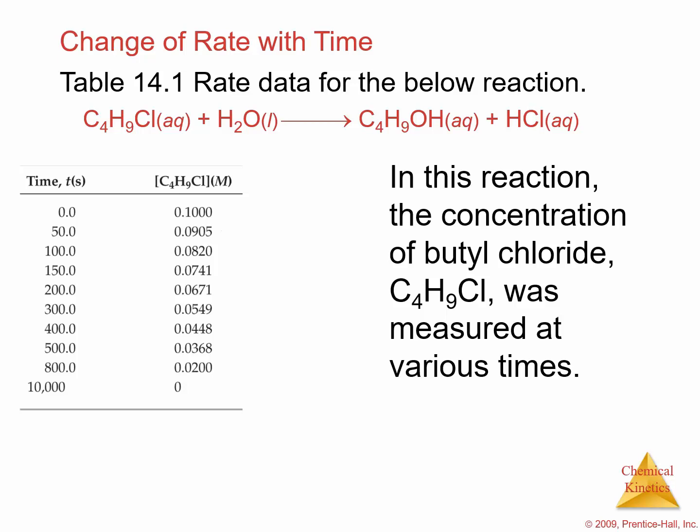Now, change of rate with time. Now, let's see this reaction. Butyl chloride reacts with water to form butyl alcohol plus HCl. Now, the rate data for the below reaction. This is the rate data, time with concentration of butyl chloride. You see increasing time decreases the concentration. So in this reaction, the concentration of butyl chloride was measured at various times.